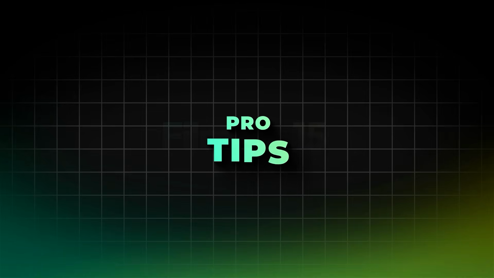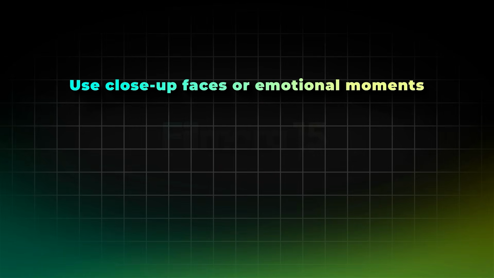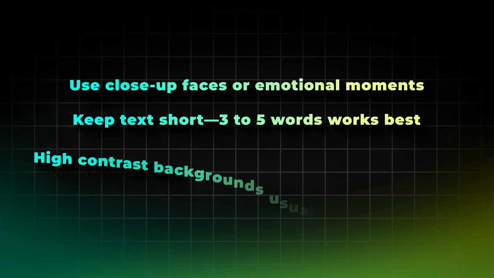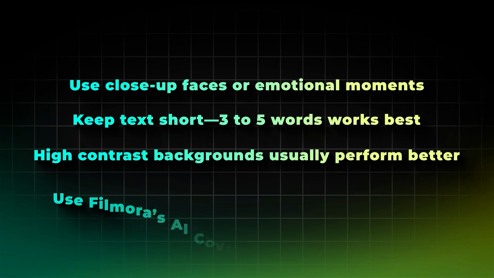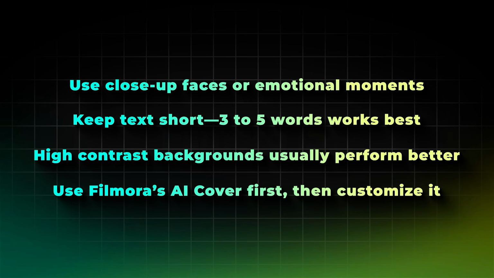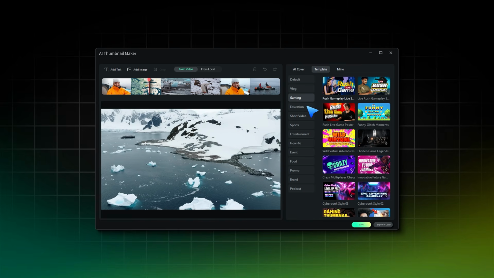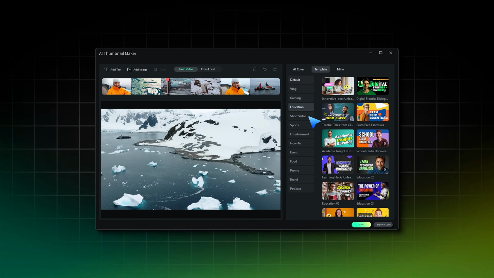Pro tips. Use close-up faces or emotional moments. Keep text short. 3 to 5 words works best. High-contrast backgrounds usually perform better. Use Filmora's AI cover first, then customize it. With Filmora's AI Thumbnail Maker, your thumbnail can work just as hard as your content.